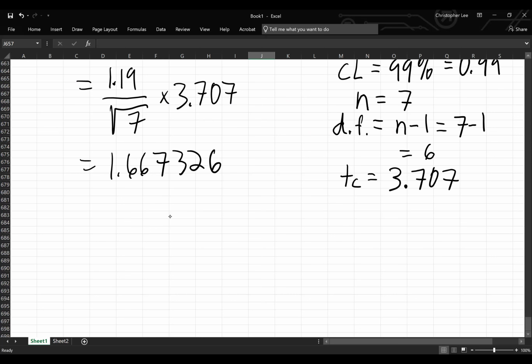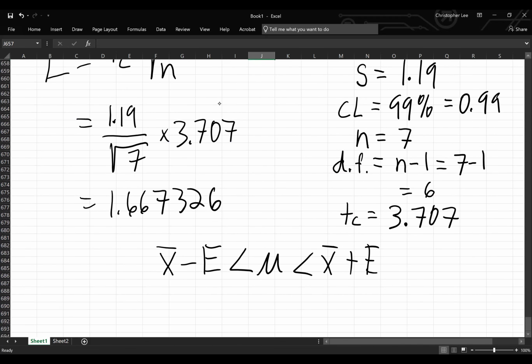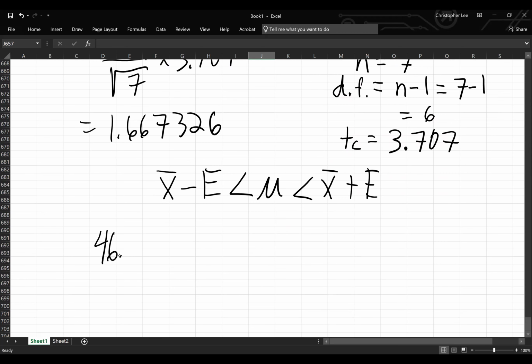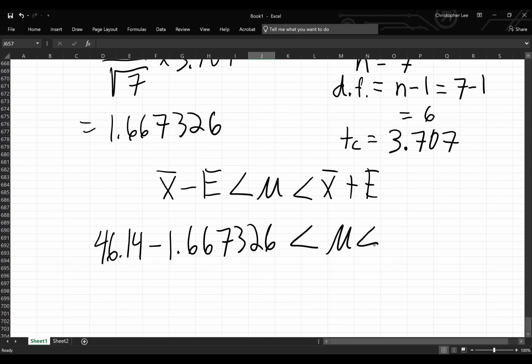Look at this. Here goes the answer, straight from the formula sheet, chapter 8. X bar minus E less than mu less than X bar plus E. Just plug them in. What's X bar? The 46.14. So 46.14 minus the E, 1.667326, less than mu, less than 46.14 plus the 1.667326. A little bit of math, and we good to go.